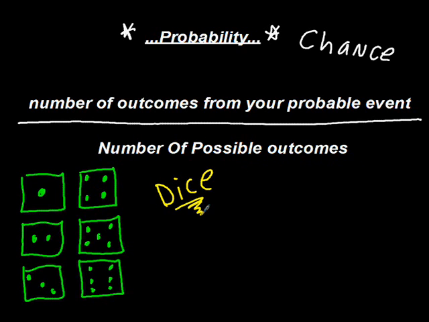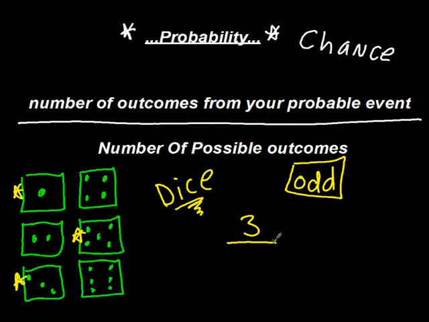Okay, we're going to roll the dice. And we have 1, 2, 3, 4, 5, 6 dice. And I want to know the probability of rolling an odd number. So we have 1, 2, 3 odd numbered dice. So our number of outcomes from our probable event is going to be 3 different possible outcomes.